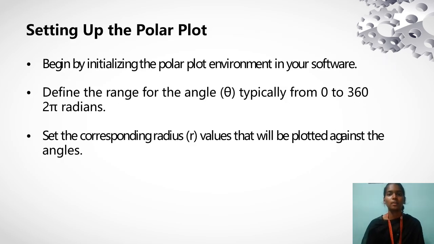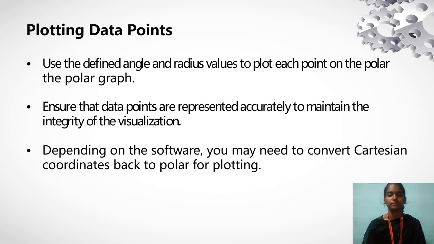Setting up the polar plot. Begin by initializing the polar plot environment in your chosen software. Define the range for the angle, typically from 0 to 360 degrees or 0 to 2 pi radians. Set the corresponding radius values that will be plotted against the angles.